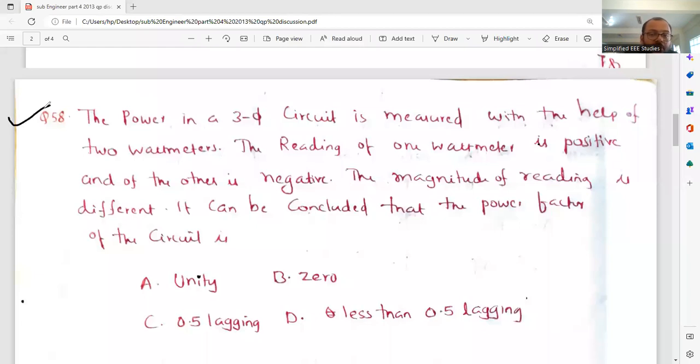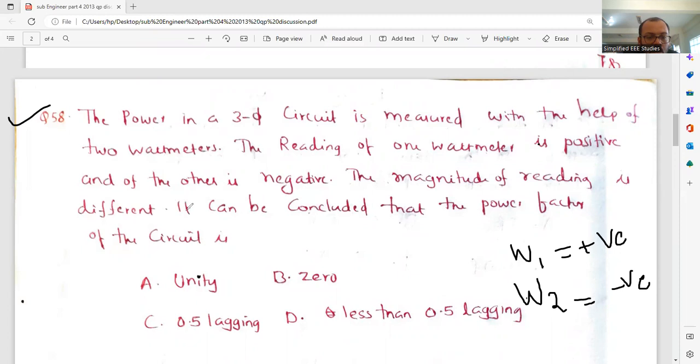Please read question number 58. The power in a three-phase circuit is measured with the help of 2 wattmeters. The reading of 1 wattmeter is positive, so you can note down W1 is positive, and the other is negative. Let us write it W2. W2 will be negative. The magnitude of reading is different.